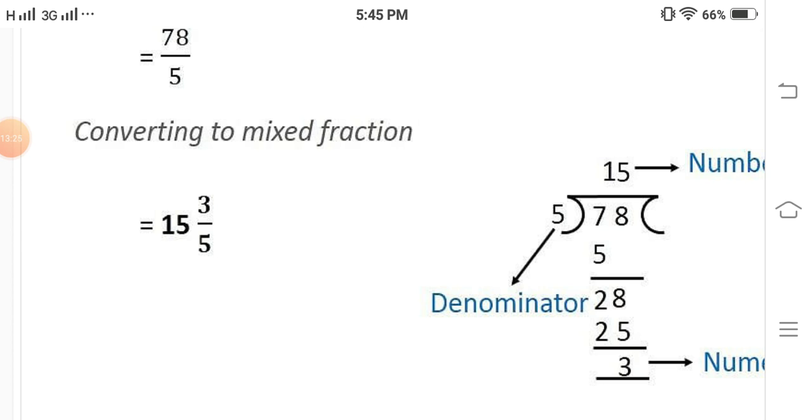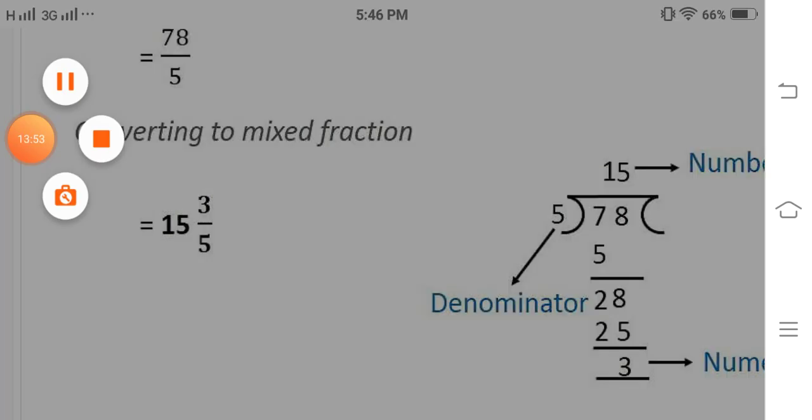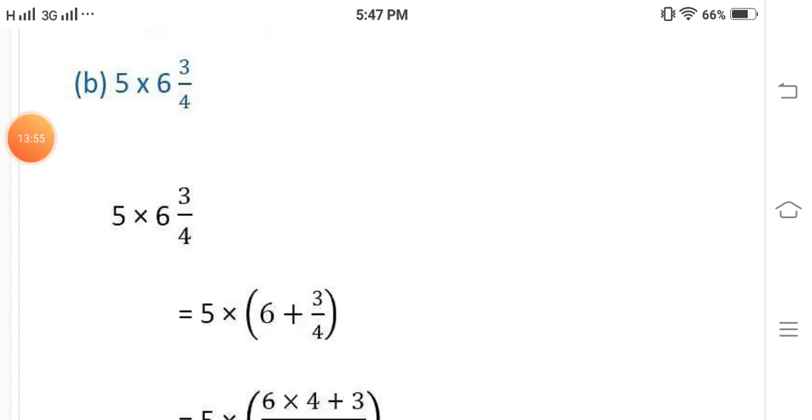Now we will convert it to the mixed fraction by dividing 78 by 5. Here I have shown you the division. 78 divided by 5. 3 is the remainder, 15 is the quotient. So the mixed fraction becomes 15 into 3 upon 5. Students, always we write the quotient first, then we write the remainder upon the divisor. Now the B part, 5 multiplied by 6 into 3 upon 4.